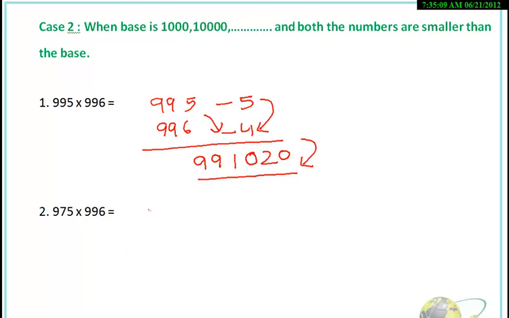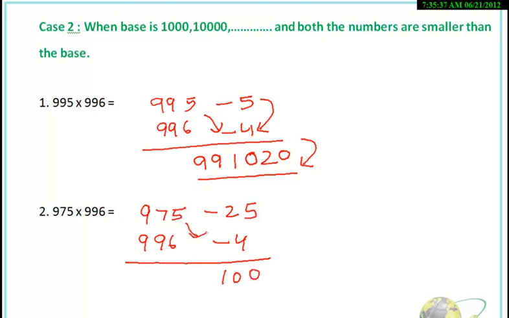Similarly, we take another example, 975 into 996. So it's 975, 996. It's minus 25 from 1000 and it is minus 4 from 1000. So now 25 into 4 is 100. We wish to have 3 digits with the multiplication and we are having them. So we'll write 100 as it is. Now from this subtraction we'll be getting 971. So 975 into 996 will give us 971100.